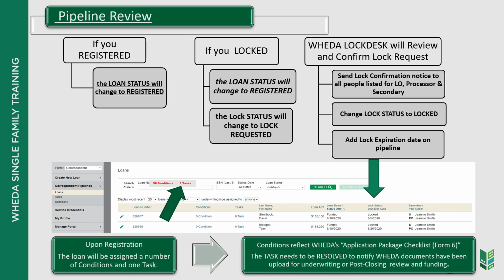Be aware that once a loan is registered, there will be many conditions assigned to the file. These conditions reflect WHEDA's application package checklist, Form 6. If it shows that there is a task assigned, this will indicate that there have been documents uploaded that need to be resolved for WHEDA to review. This is covered in more detail in another training for uploading loan documents.